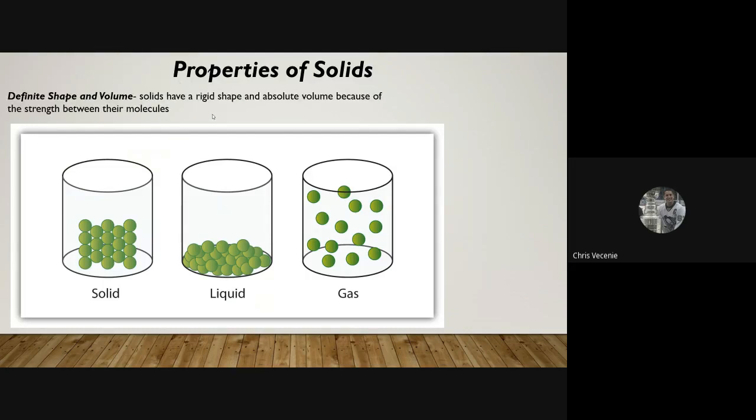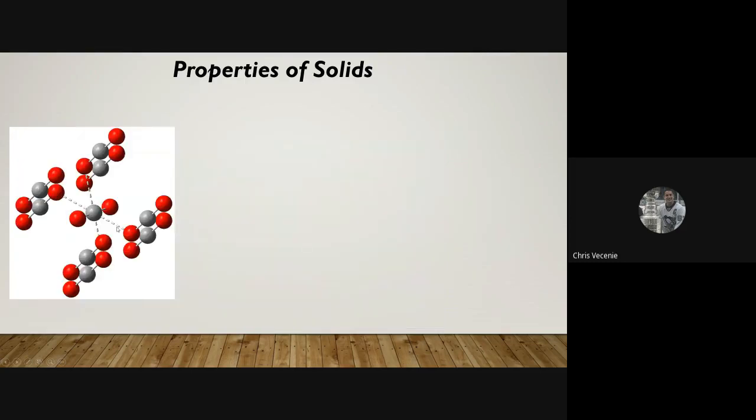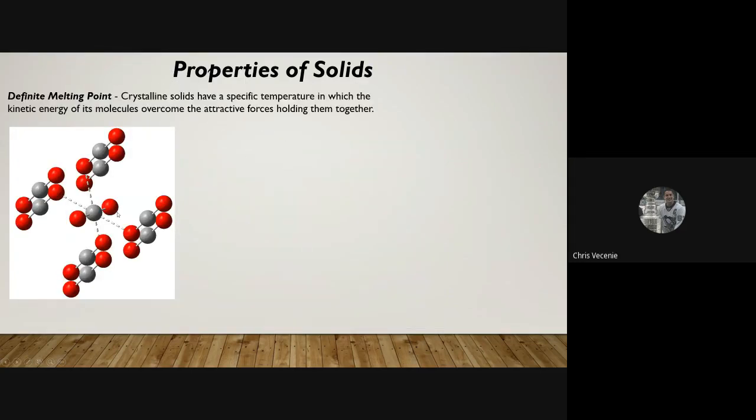No matter which type you are, your shape remains fixed, your volume remains fixed, and we said it's because the IMFs are so strong that the particles can't move, therefore the shape is stuck and the amount of space they take up is stuck. Then we transitioned into the temperatures that they melt at. We said crystals have a very distinct melting temp, reason being that their IMFs are the same throughout the entire crystal because the pattern is the same throughout the entire crystal.